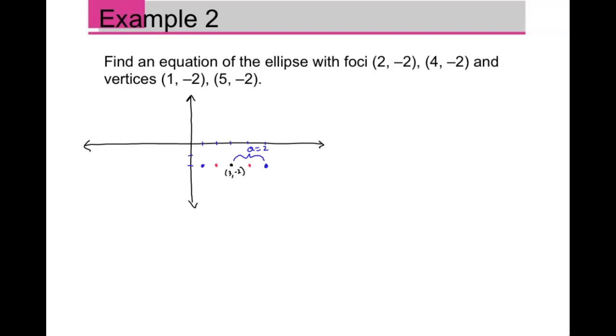And I also know c. c is the distance from a focus to the center. So what's c? c equals 1. If I know a and I know c, I can figure out b, because in an ellipse, the relationship between a, b, and c is c squared equals a squared minus b squared, right? All right, so for us, 1 squared equals 2 squared minus b squared. So 1 equals 4 minus b squared. So b squared equals 3, right?